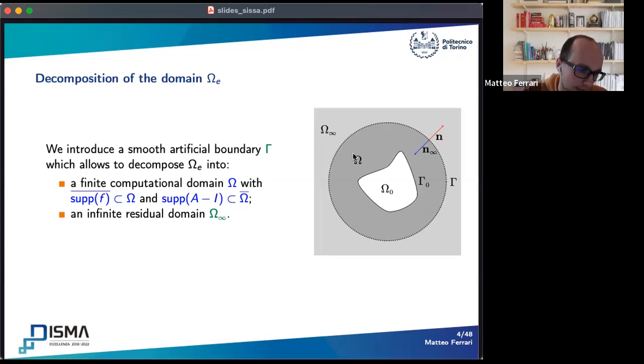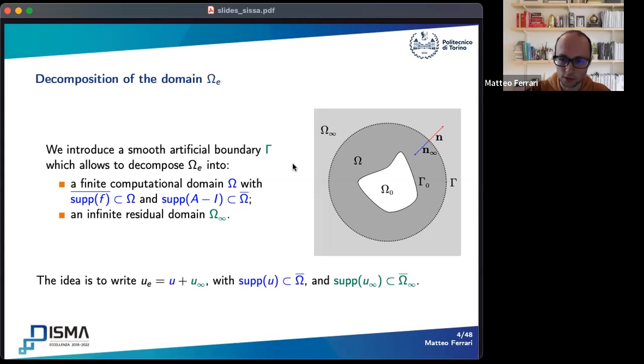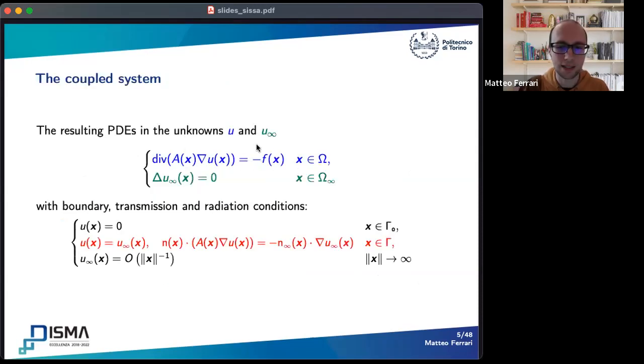A finite one, that I will call omega, that includes the non-constant coefficient and the source term, and a residual domain, for me, omega infinite. In this way, in the residual domain, the PDE is the Laplace equation. By hypothesis, we can choose such a gamma, and we once for all fix this gamma. The idea is to split the global solution as the sum of two functions, one with support in omega and one with support in the residual domain, two unknowns, this u and u infinite. The function u is the solution of the PDE in omega, exactly the PDE as before. Now u infinite is the solution of the Laplace equation, the simple equation, in the residual domain.